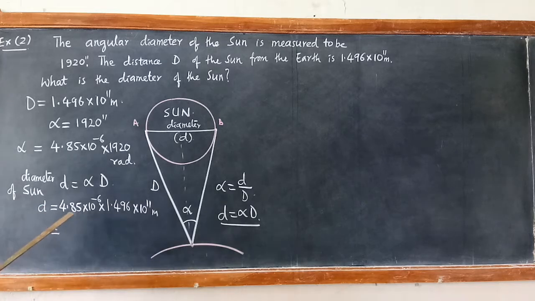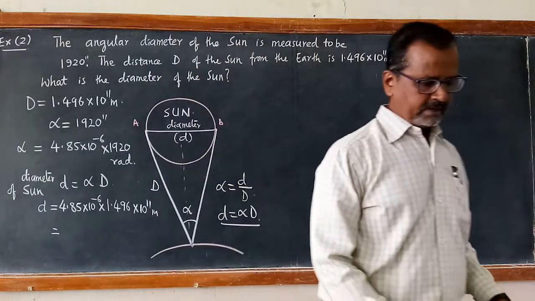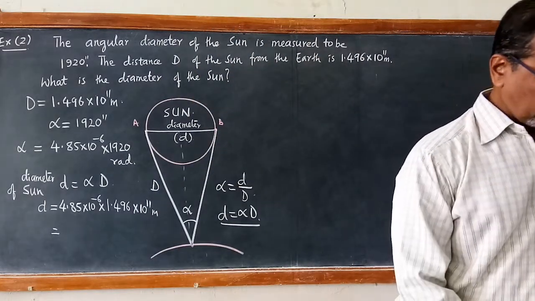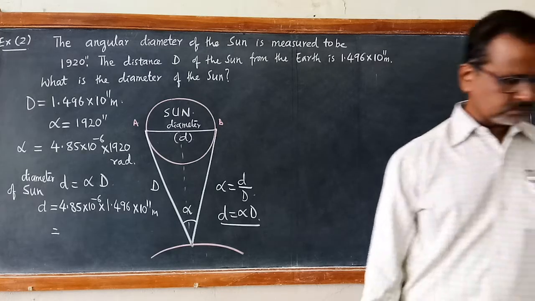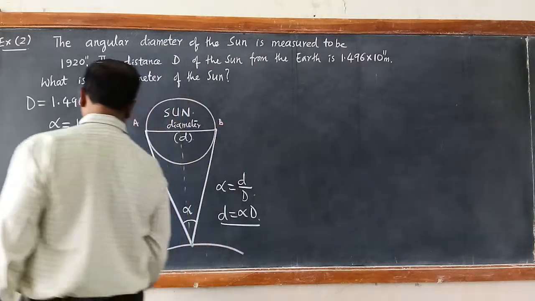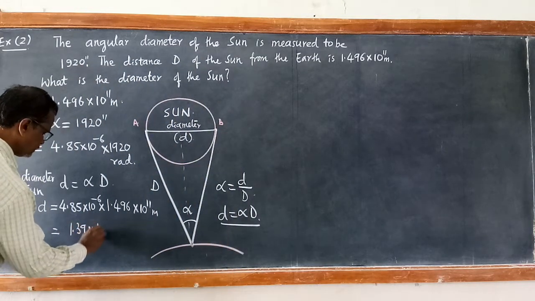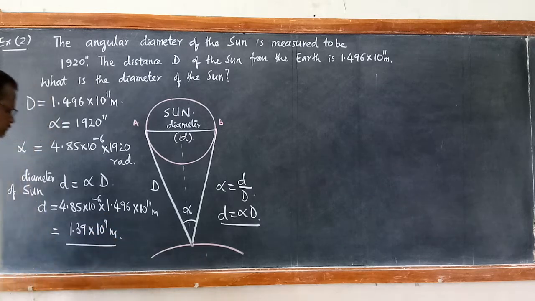If you calculate 4.85 into 1.496, it comes out to be 1.39 into 10 raised to 9 meter. This is the diameter of the sun.